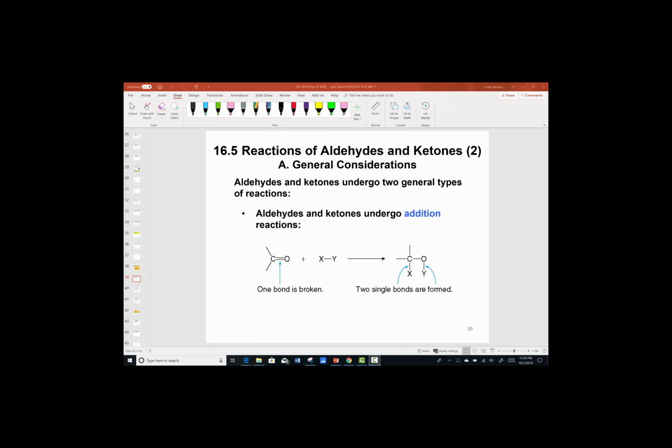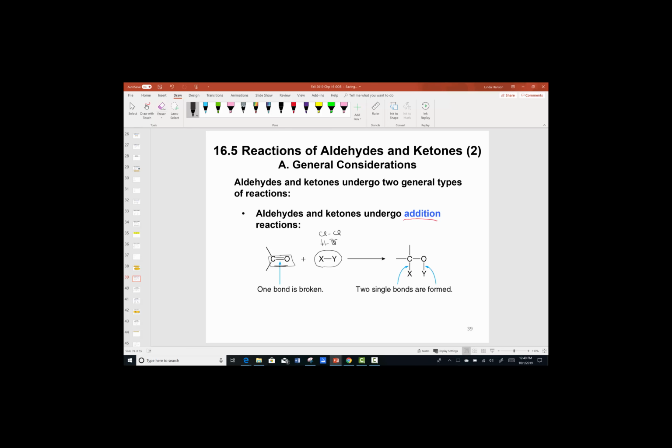Here we pick up with a new type of reaction known as an addition reaction. In an addition reaction, we take a reactant such as X bonded to Y, and those are just, of course, general letters that can designate any additional reactant, such as HBr or Cl, whatever it might be. But it's usually just two atoms with a single bond between them, and we're going to add them across the double bond in this carbonyl substrate.